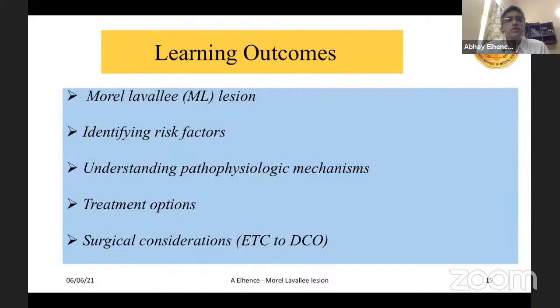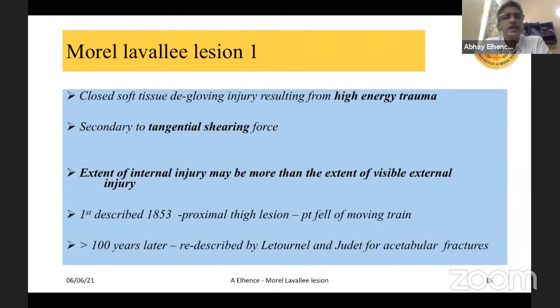The learning outcome here would be what are the caveats associated with a Morel-Lavallée lesion, or an internal degloving injury, or a post-traumatic seroma; identifying certain risk factors and the physiologic mechanisms which go into this injury; the treatment options available to us; and the surgical considerations we have to keep in mind. The internal degloving is essentially a soft tissue internal degloving, usually seen with high energy trauma patients. It is secondary to a tangential shearing force. And what is important is that the extent of internal injury may be much more than what is visible outside.